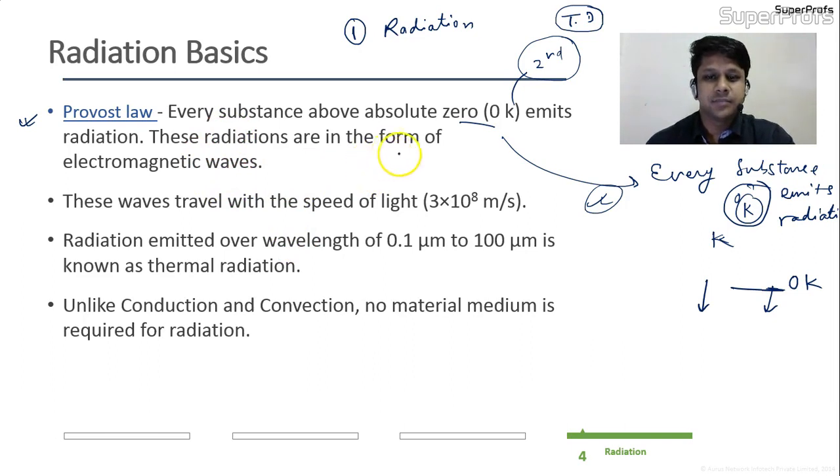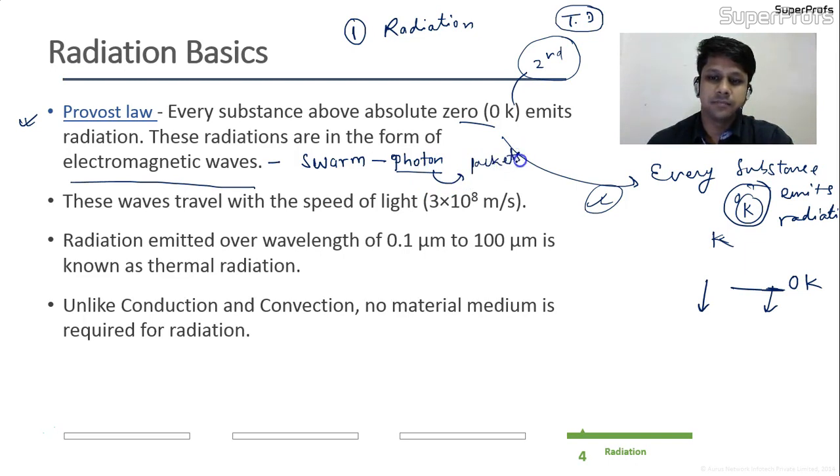So these radiations are in the form of electromagnetic waves. So what are these electromagnetic waves? These are the swarms of photons, or groups of photons. And these photons are small packets of energy or quanta of energy. So we already know these electromagnetic waves travel with the speed of light, which is equal to 3 into 10 to the power 8 meter per second.